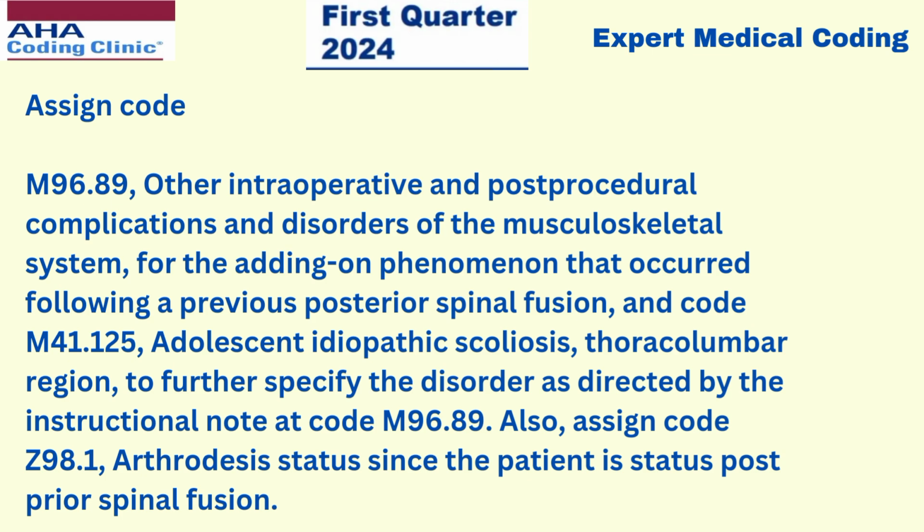So the answer here is, we have to assign code M96.89, other intraoperative and postprocedural complications and disorders of the musculoskeletal system, for the adding-on phenomenon that occurred following a previous posterior spinal fusion, and code M41.125, adolescent idiopathic scoliosis, thoracolumbar region, to further specify the disorder as directed by the instructional note at code M96.89. Also assign code Z98.1, arthrodesis status, since the patient is status post prior spinal fusion. Now let us move to the next scenario.